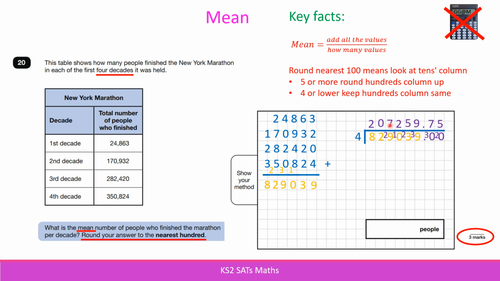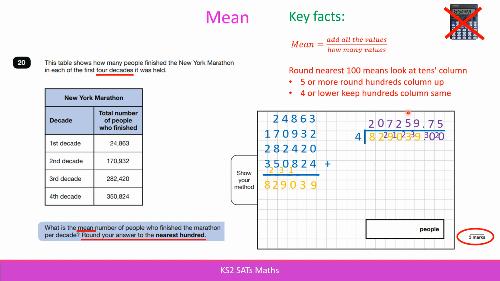207,259.75. Now this number here I have got to round to the nearest 100. So when I'm rounding to the nearest 100, I need to look at the tens column. So anything after the decimal point I can ignore. The tens column is this one here where the 5 is. So we're looking at this digit here, 5. Is it 5 or more? Yes. So that means if it is 5 or more, we round the hundreds column up.